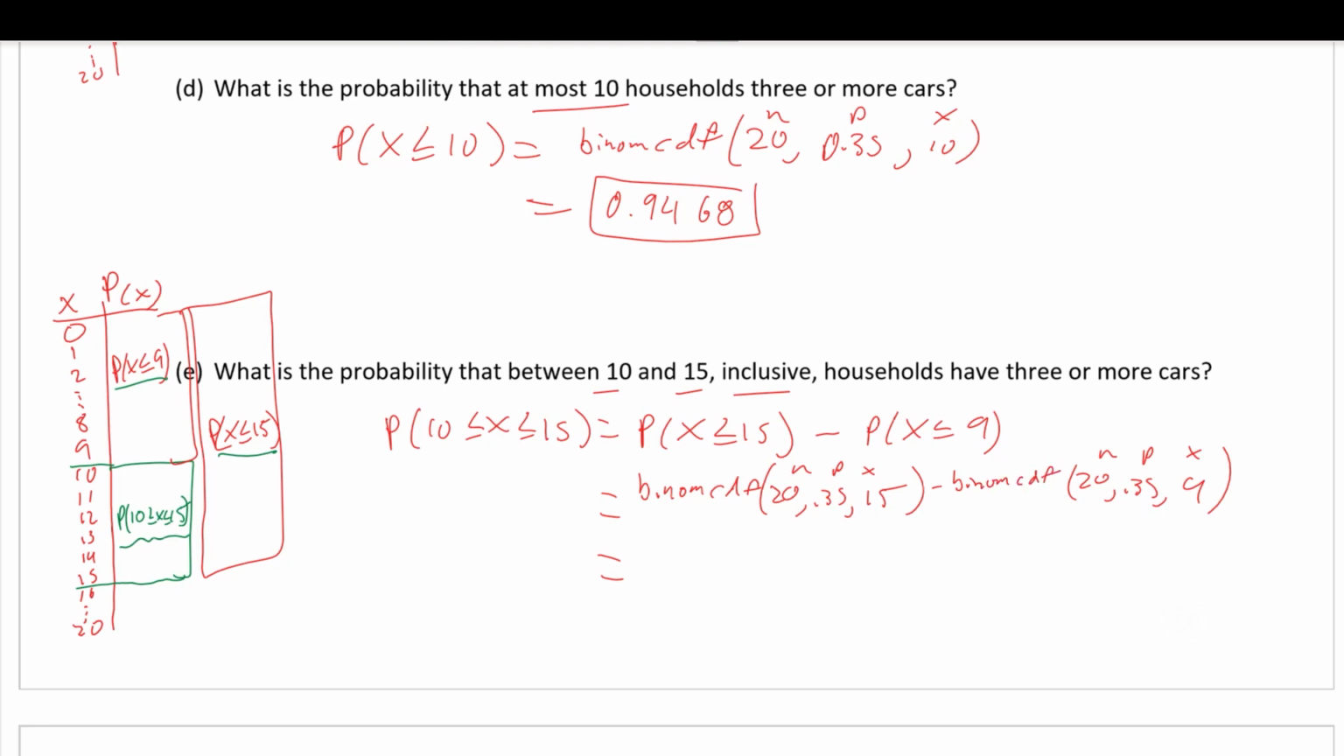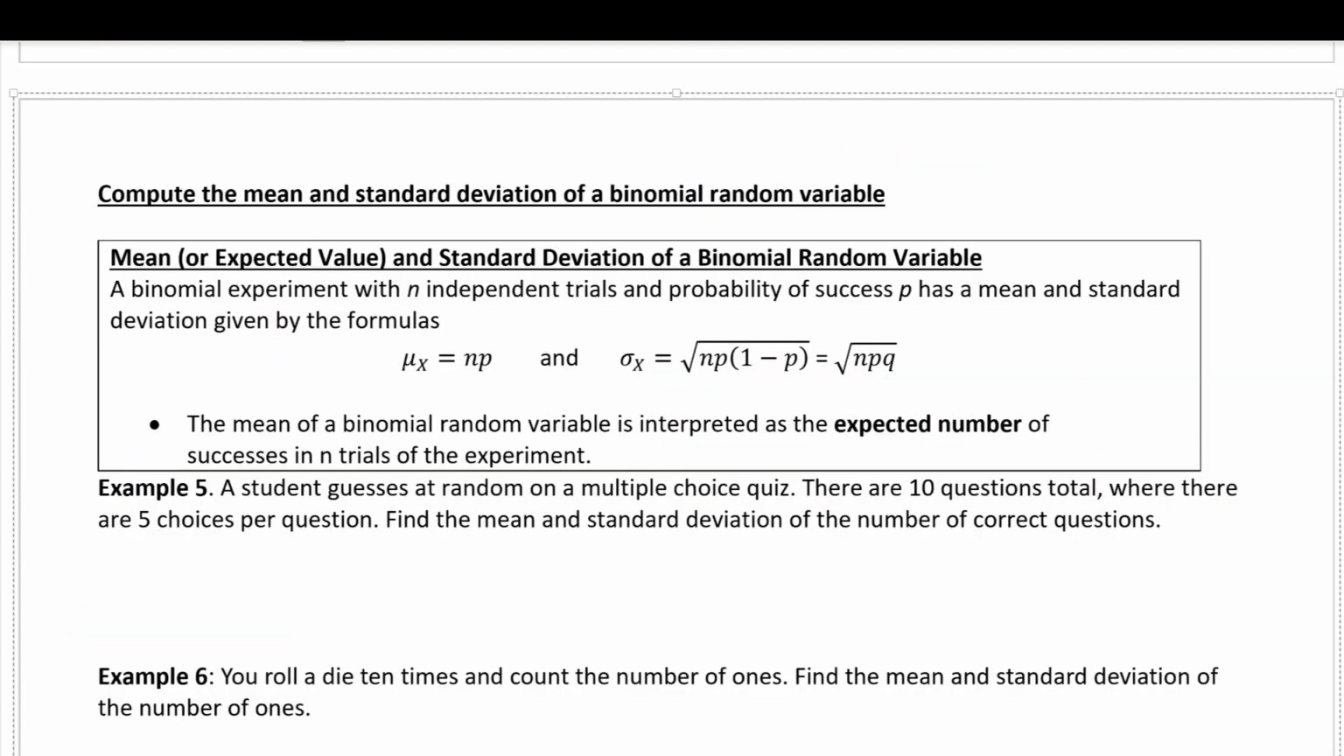Okay, now if you run both of those through your calculator, you're going to get this. Again, I like to round to 5 decimal places. That one's pretty close to 1 already. Subtract those and you're left with about 12%. Okay, one last thing here.